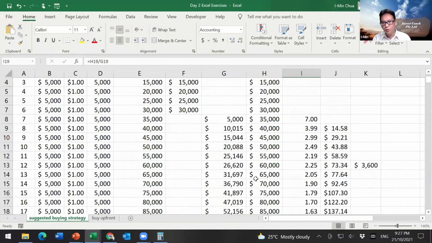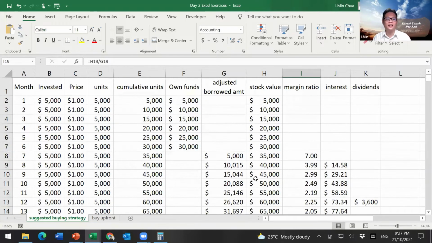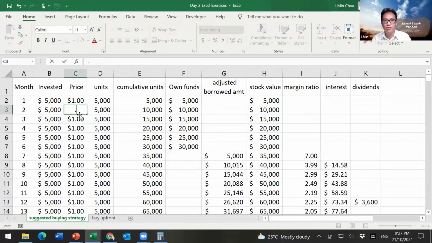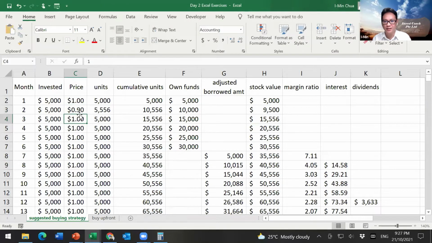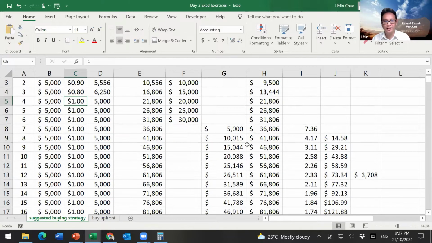If you actually want to do some simulations, you can use this spreadsheet as a base. For example, you can play with things like, what if the price drops? Is the price drop to 90 cents, for example? How does the margin ratio change? I already have this spreadsheet done for you. What if the price drops? How does the margin ratio change? You can just play with that.